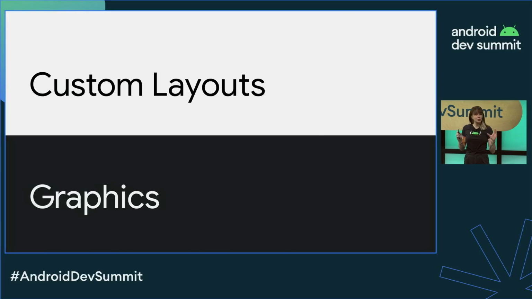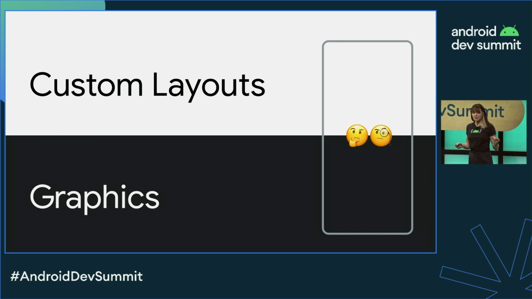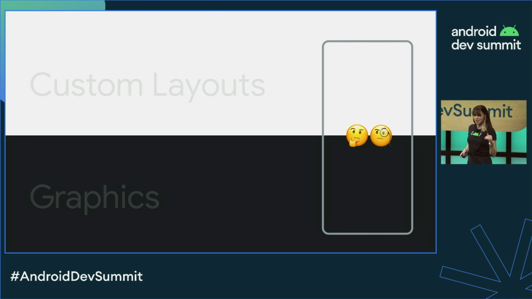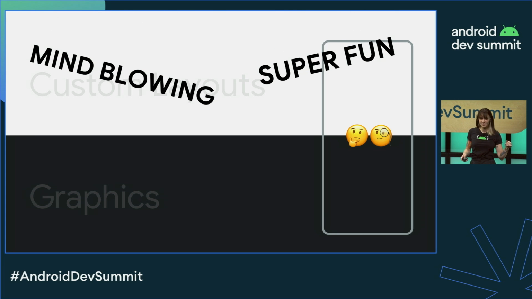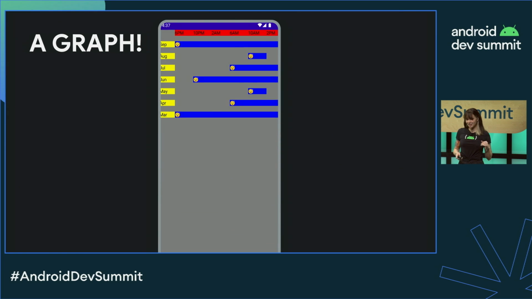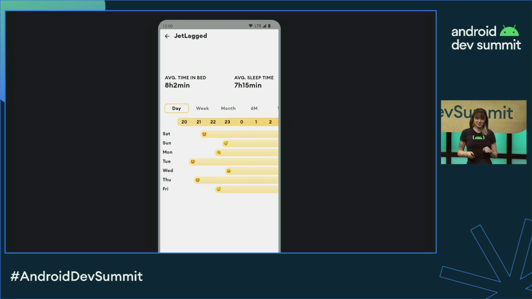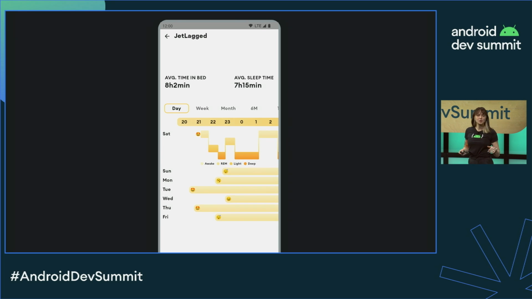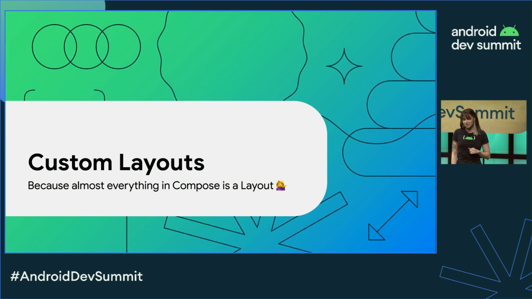So, today we're going to combine two Compose UI forces, custom layouts and graphics, to build a seemingly complex design in Jetpack Compose in just 20 minutes. Our approach today will be more hands-on, where we'll get to build a mind-blowing, super fun, and extremely original and creative design of a graph. But we're going to make it pretty and fun, I promise. This is going to be a sleep tracking app called Jetpack. So let's begin with the first part, custom layouts.